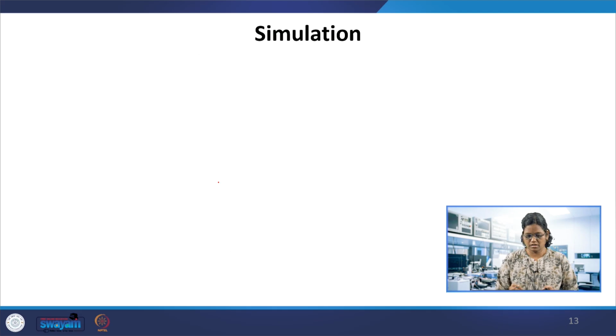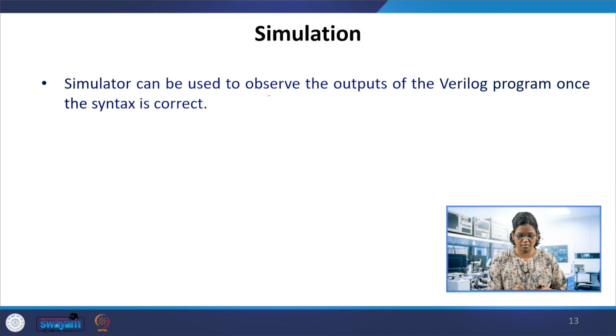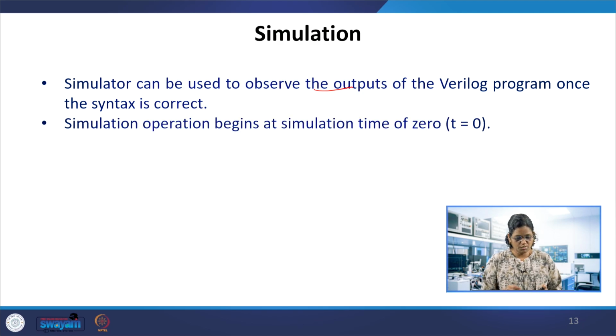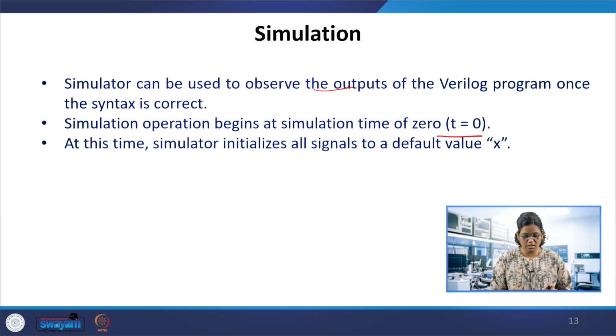So now coming to the simulation part. A little bit about how the simulation is carried out. Generally, if you have the Verilog module done and test benches done, the simulator can be used to observe the outputs of the Verilog program, once the syntax and semantics are correct. The simulation operation begins with time t equal to 0, that is simulation time of 0. So the simulator at time t equal to 0 initializes all signals to default value x.